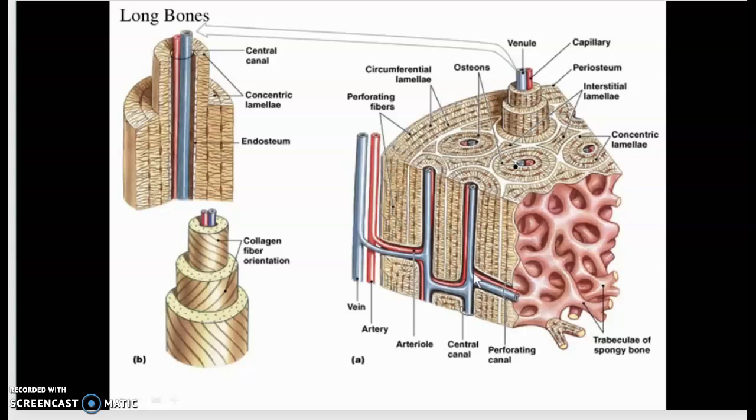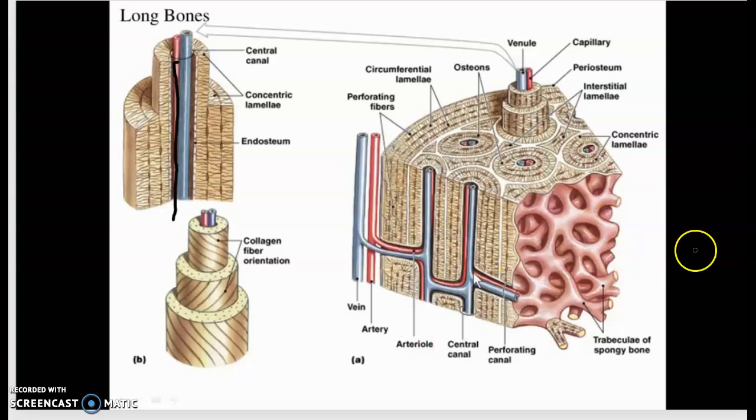And the center of the osteon is called the central canal. And this is where the blood vessels are, like in this area here. And there's a perforating canal that connects to the central canal to continue the blood flow path between the periosteum and the medullary cavity.